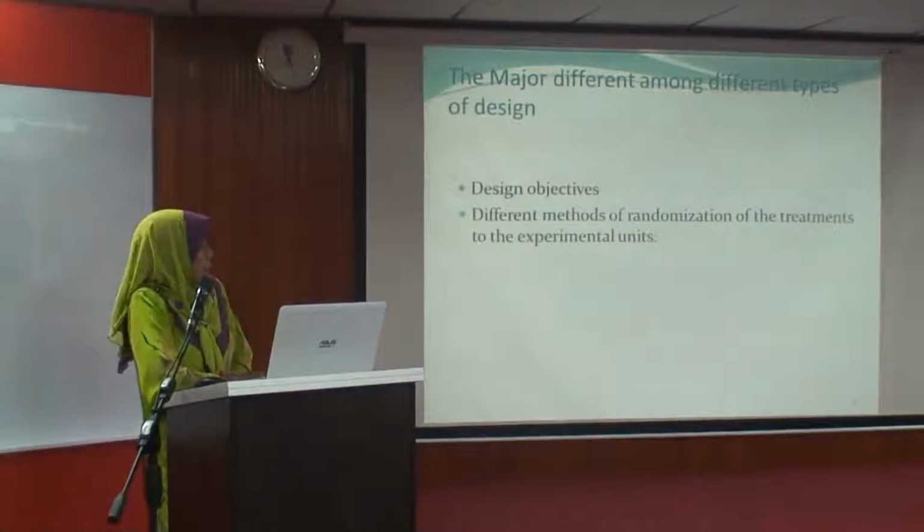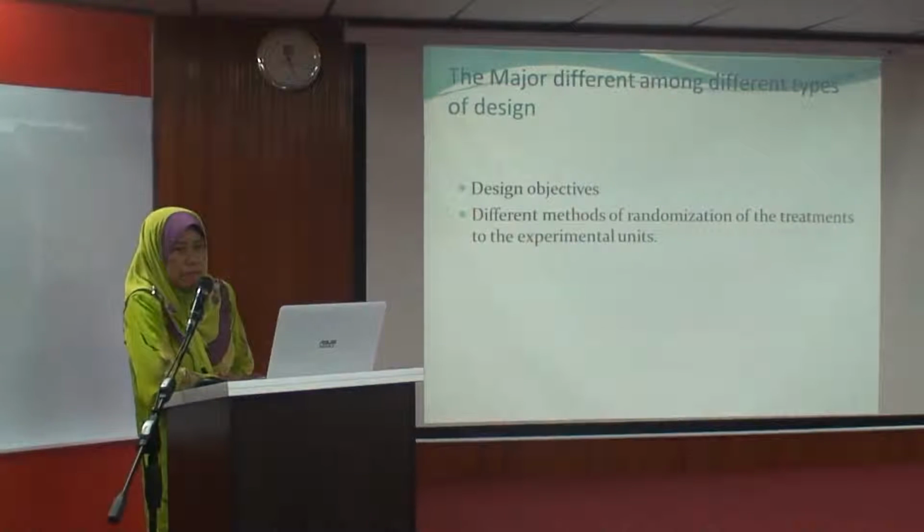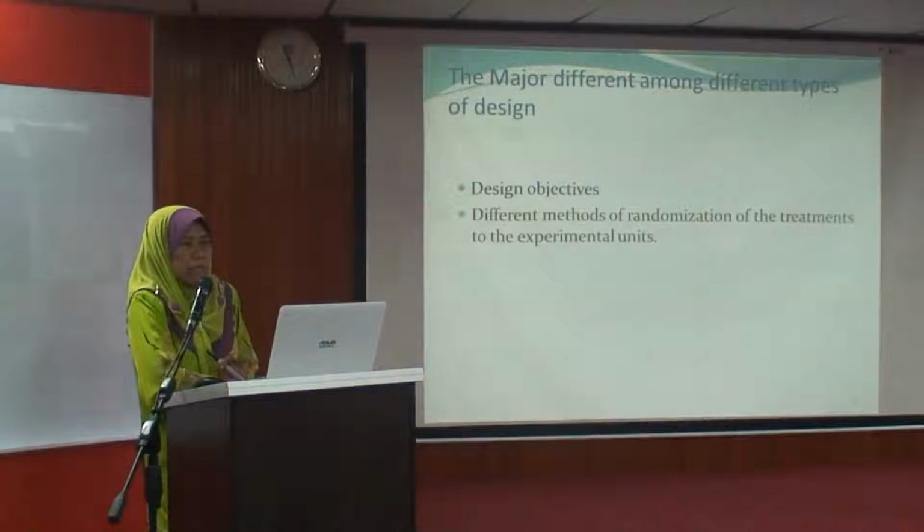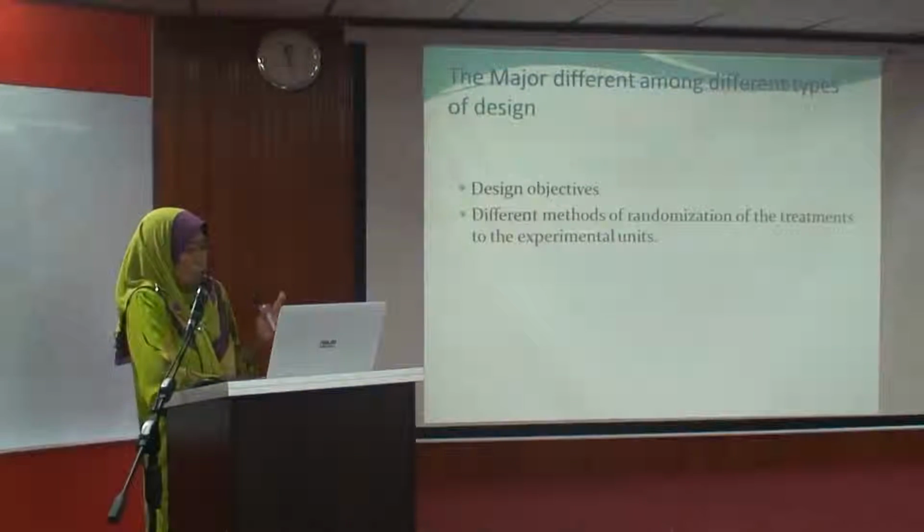Now, before I look at this example, let's again look at how to differentiate different types of design. To differentiate different types of design, number one, I already mentioned that we look at the design objective. The design objective will be different. And then the second point, which also differs between types of design, is different methods or techniques of randomization of the treatment to the experimental units.